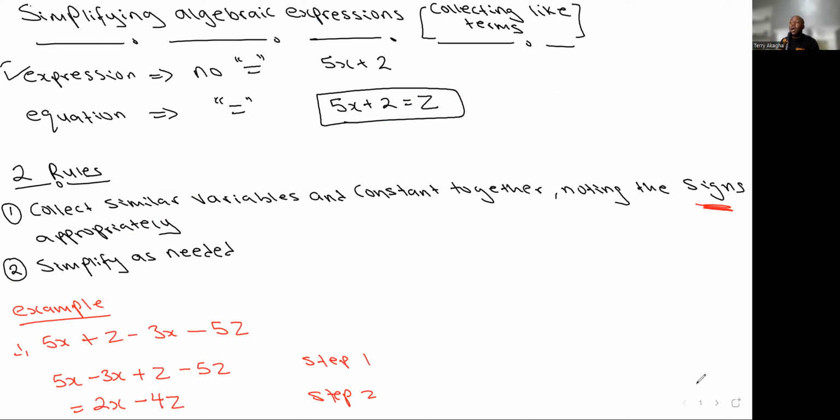Because I talked about signs here, the plus and minus, I'm going to quickly remind us about multiplication and addition of signs. In the next video, I'm going to talk about the relationship between addition and subtraction signs when you multiply and when you divide.